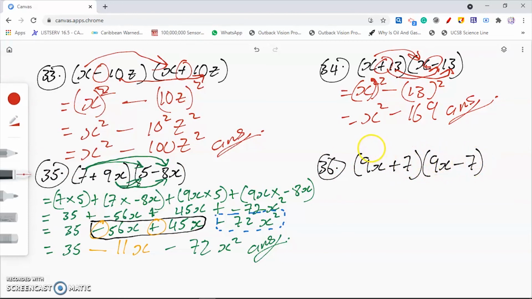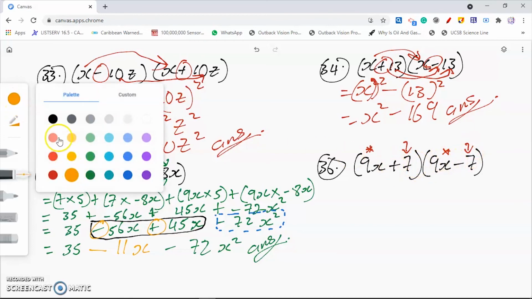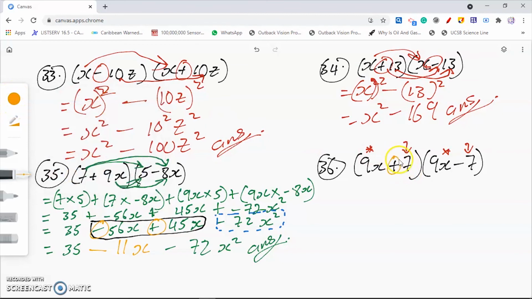So we have here, this and this are the same. Both of them are the same. And then the signs in between are different. So we have positive, negative. So we could use the method we've been using here. Okay, we could use it.